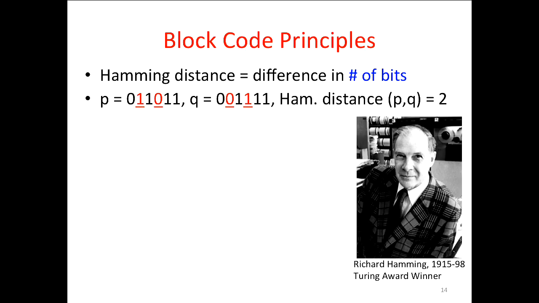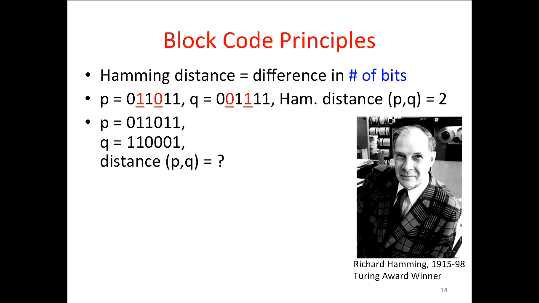So here you have: this has 0, 1, 1, 0, 1, 1. This has 0, 0, 1, 1, 1, 1. And the red positions are where the bits are different, right? So this is a 1, that's a 0. This is a 0, and that's a 1. So the Hamming distance between these two words is 2. That means there are 2 bit positions at which these things differ. Okay? It's a very simple concept. So what is it for these 2 words?